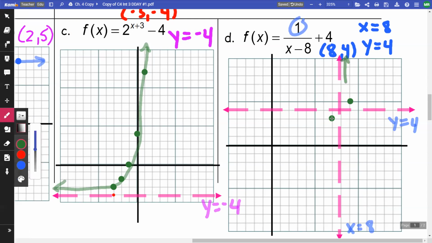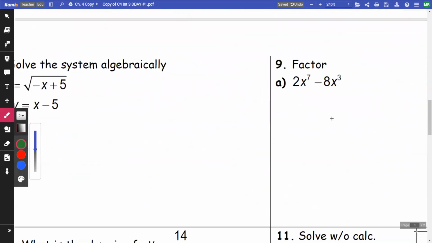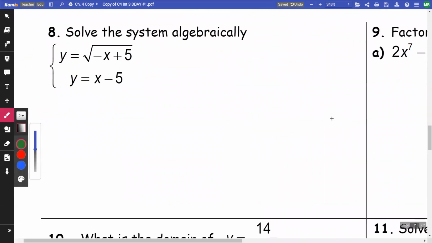And so I have a branch here. And I have a branch here. And that's my reciprocal function.